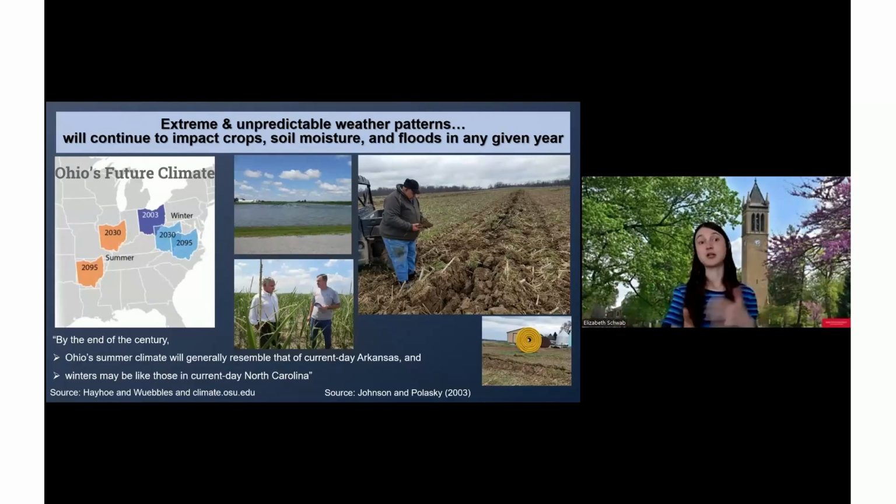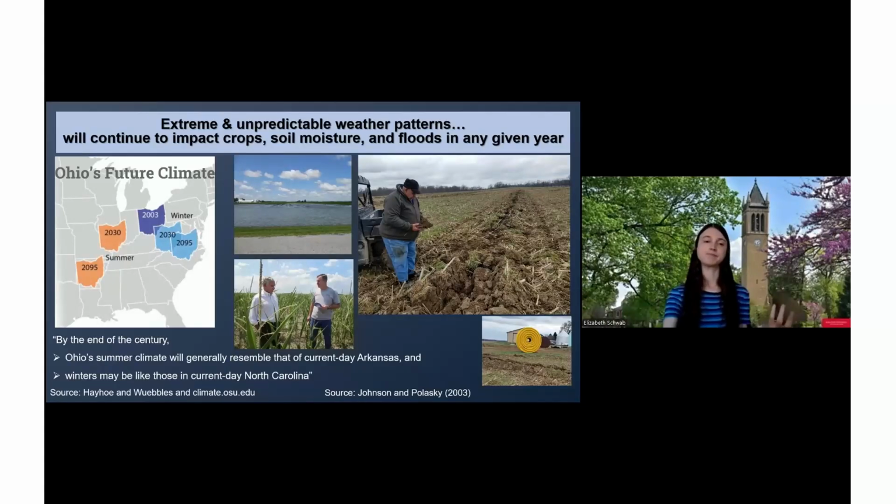So starting out by showing that migrating climates model, hitting on that point of the extreme and unpredictable weather patterns that we're seeing, things that farmers can connect with, things that farmers have already experienced and have already proven to be capable of adapting to and thinking about strategies for overcoming them.